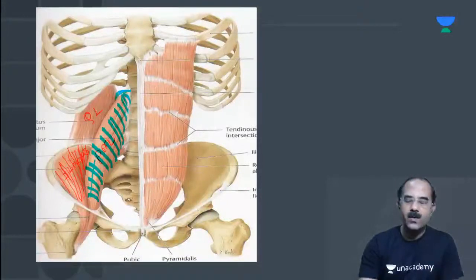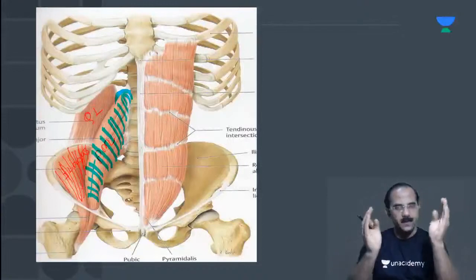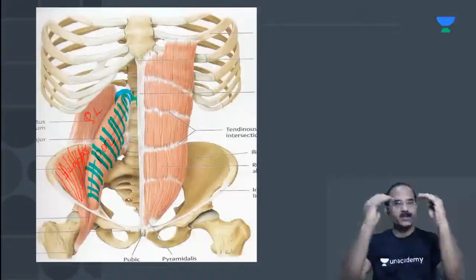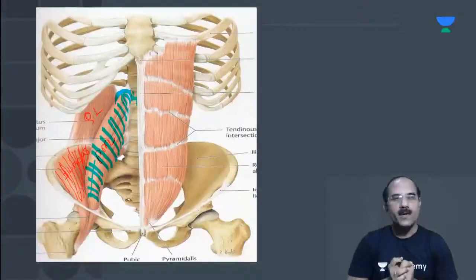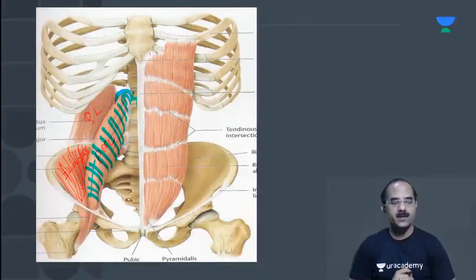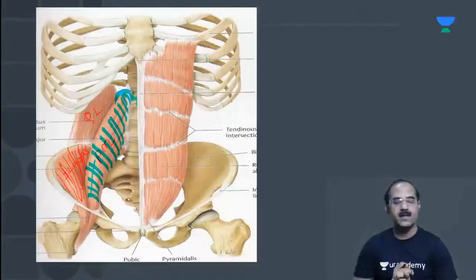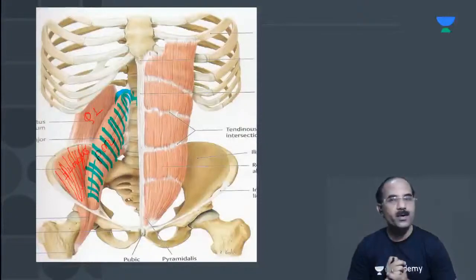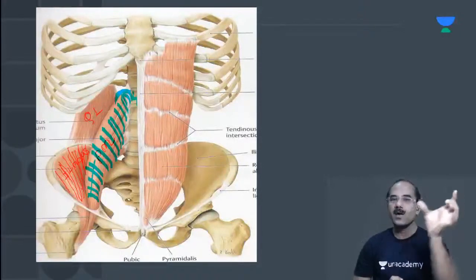As we go up here, this fascia becomes thick, extending from the body of L1 to its transverse process, and this is what we call the medial arcuate ligament. So what is the medial arcuate ligament? It's a thickening of the psoas fascia that extends from the body of L1 to its transverse process.